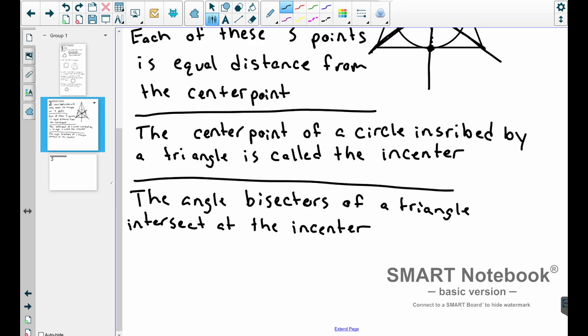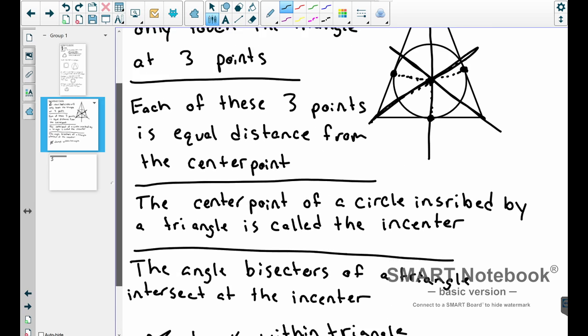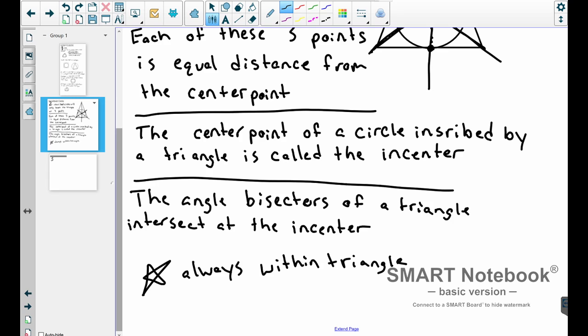One very, very important fact here about the incenter is that it will always be within the triangle. Always within the triangle. Think of it: incenter, in is very much in the name there. Incenter, inside the triangle. So your incenter is always going to fall inside of your triangle.